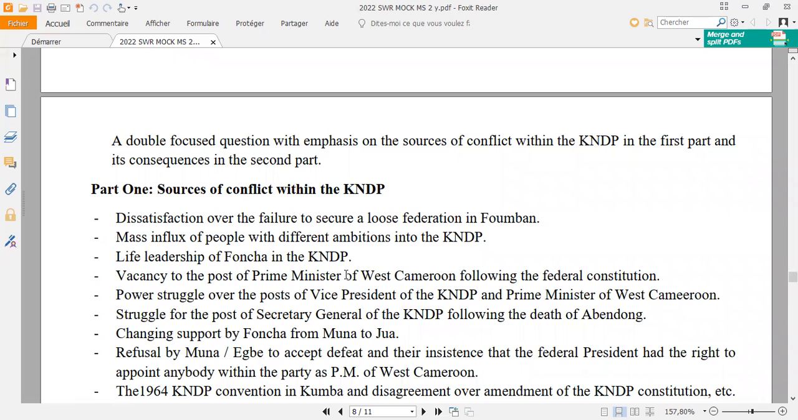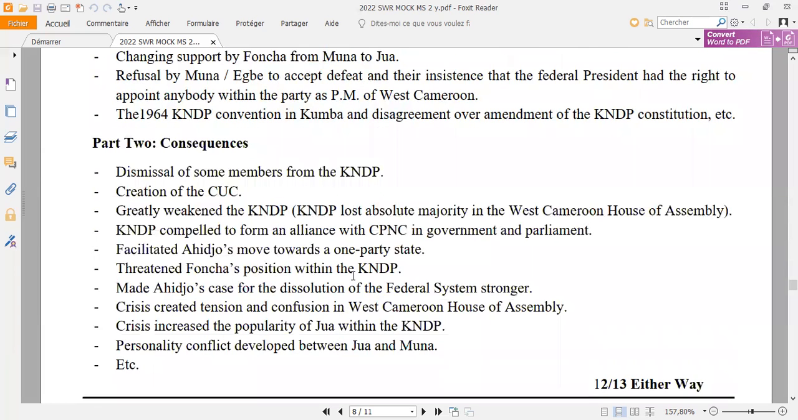So the first part of this question, the source, you're talking about the causes of the KNDP crisis. Now, part 2 is going to focus on the consequences. You have the dismissal of some members from the KNDP. You have the creation of the CUC. You have greatly weakened the KNDP, that is, the KNDP lost absolute majority in the West Cameroon House of Assembly because 8 people left the party. The KNDP was compelled to form an alliance with the CPNC government and parliament, which facilitated Ahidjo's move towards a one-party system, threatened Foncha's position within the KNDP, and made Ahidjo's case for the dissolution of the federal system stronger.